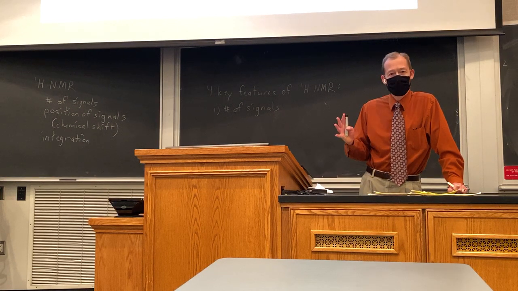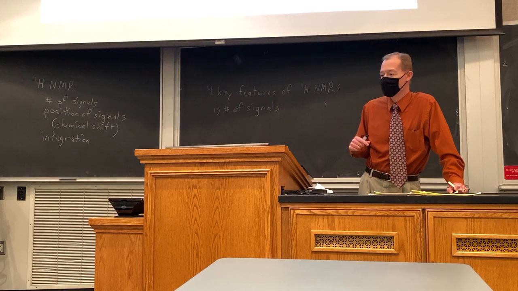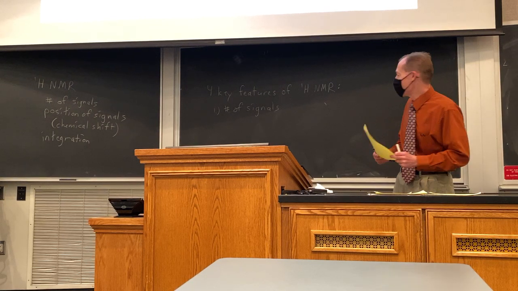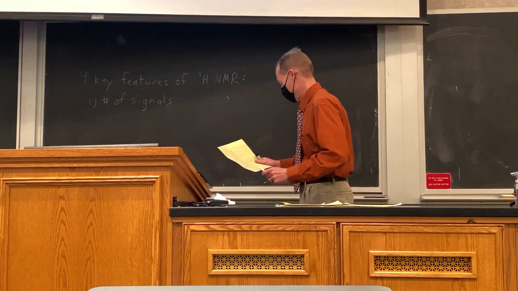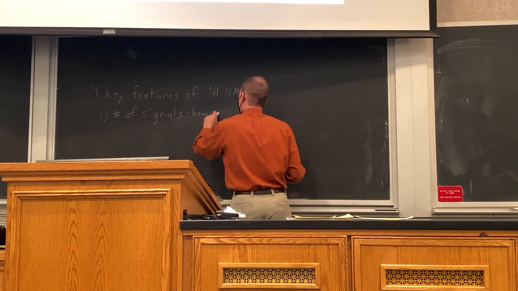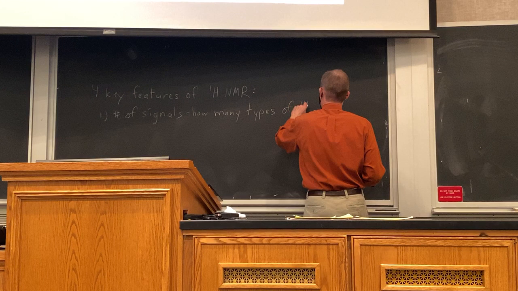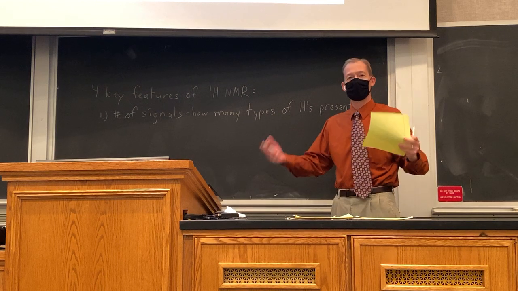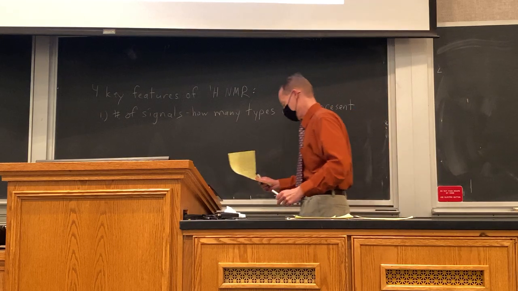So these are three of the four key features of an NMR spectrum, and we'll list those four key features first before we go into them in depth. The first one is the number of signals that are present in the spectrum. That tells you how many types of hydrogens are present in the compound. So the number of signals corresponds to the number of different types of hydrogens in a molecule.